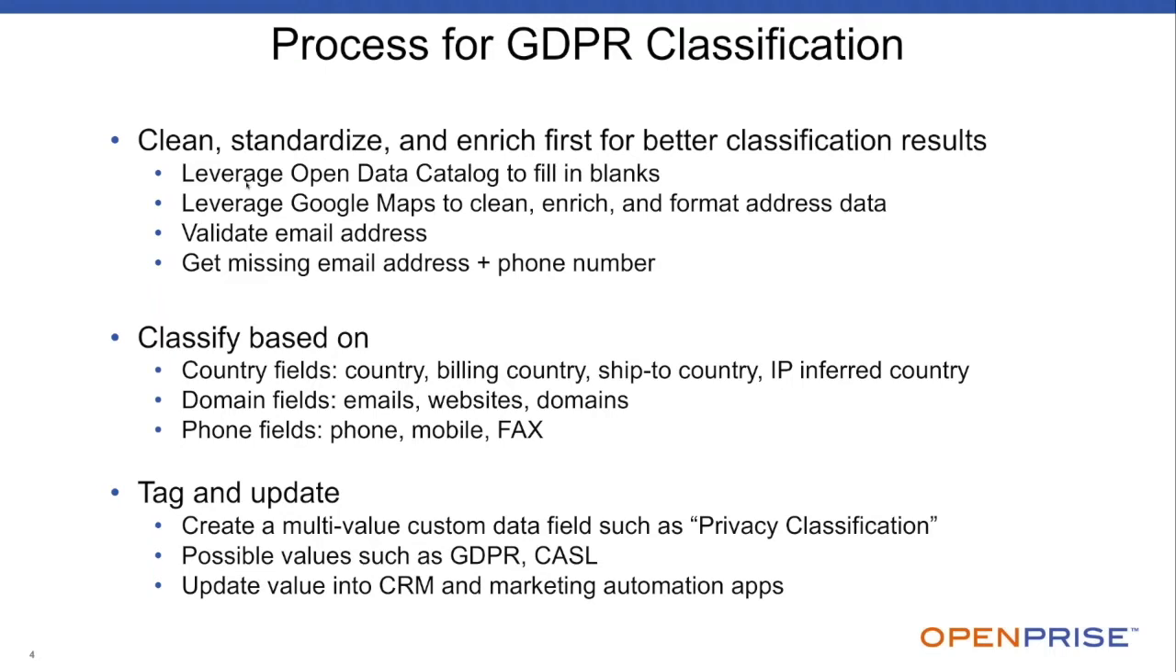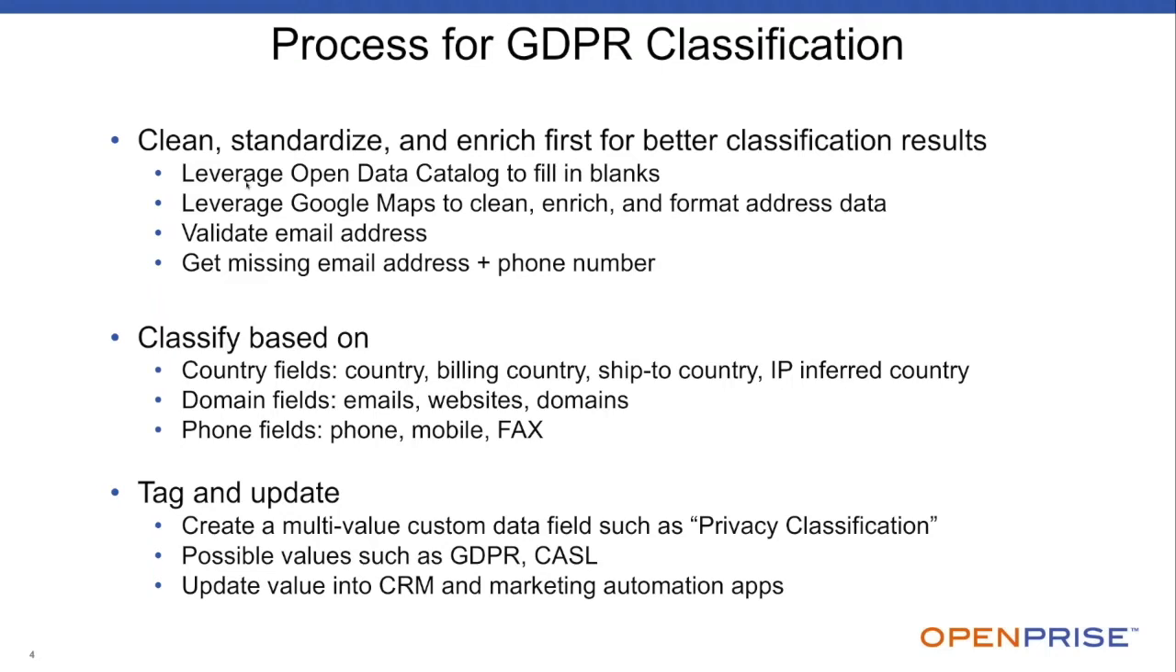Now, once you classify each record into one of these 3 buckets, we recommend you tag the records permanently with some kind of designation. Our recommendation is to create a multi-value custom data field, for example called privacy classification. This field can hold various values, including GDPR and CCPA. Now, obviously, you can go with individual checkmark type of data fields. But as more and more privacy regulations come online, you may find that to be a little bit too cumbersome. So we recommend you simply go with a single privacy classification field that can hold the various values.